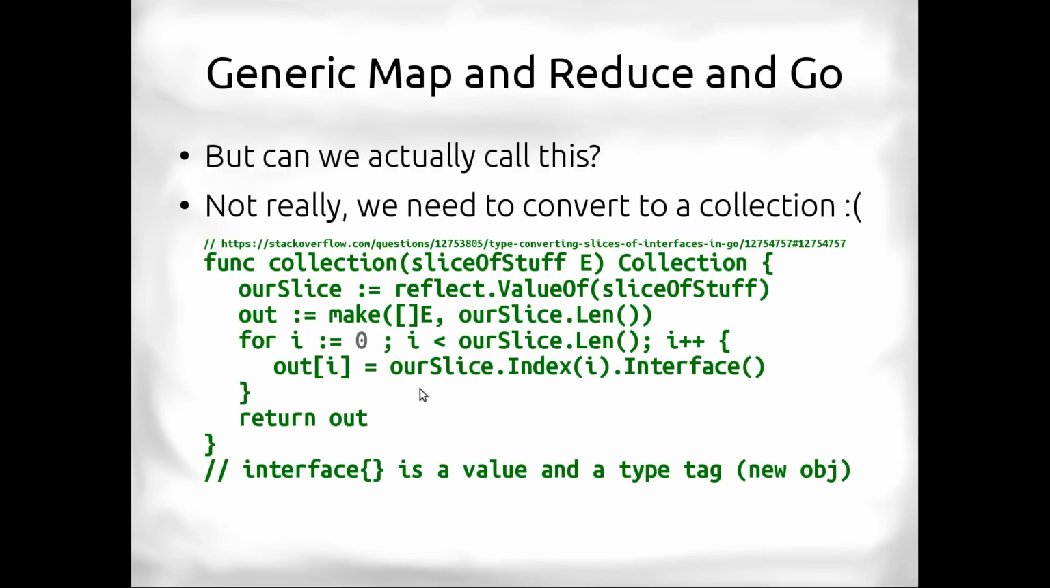This is needed because basically our blank interface is like a struct that has two elements in it, and one element will be the thing you wrapped up, that value, and then also the type, the blank interface. So it's pretty annoying.